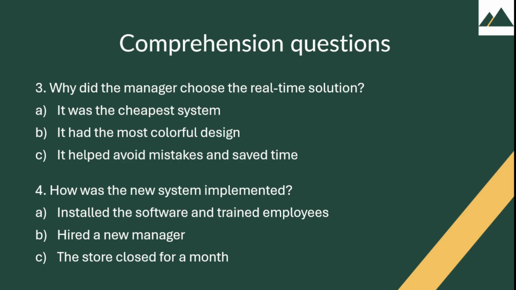Number 4, how was the new system implemented? They installed the software and trained employees. They hired a new manager. The store closed for a month. Let's see the answer. The answer was C. It helped avoid mistakes and save time. And the new system was implemented how? Well, it was A. They installed the software and trained employees.